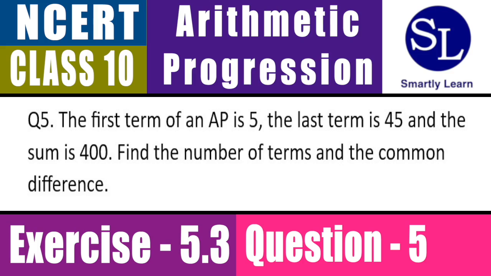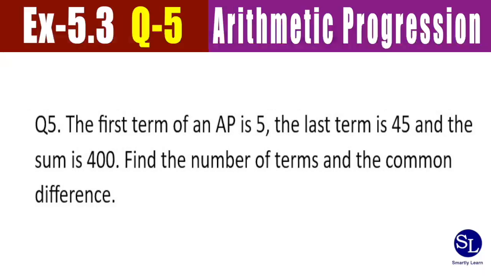In this video, let us see how to solve the fifth question in exercise 5.3. The first term of an AP is 5. The last term is 45 and the sum is 400. Find the number of terms and the common difference.